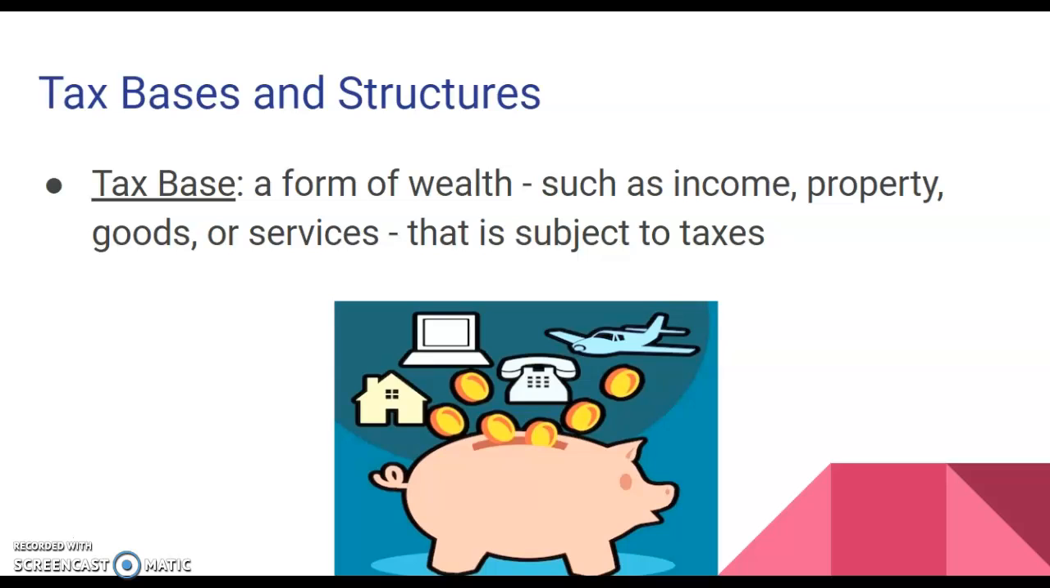Every time that somebody gets paid, taxes are usually already reduced from that paycheck to go towards the federal government, state government, or local government. Property taxes, this is an annual tax placed on property owned by a person. Goods or services, again, that would be sales tax and things like that. So let's talk about the tax bases themselves.